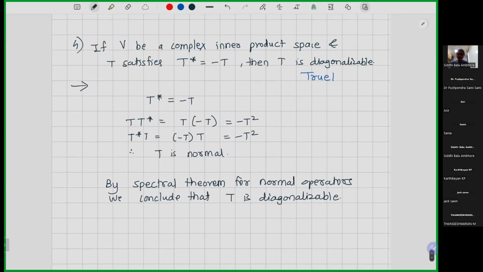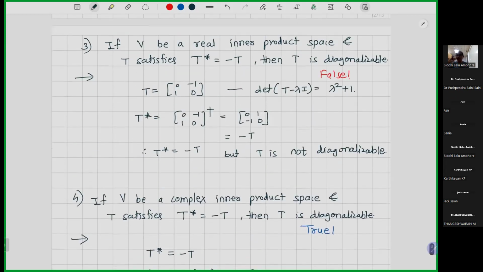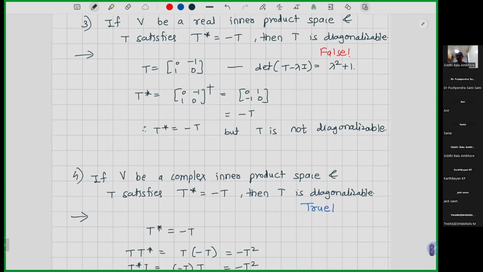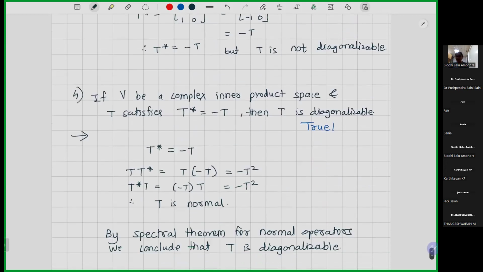And in here, our V is complex inner product space and T is normal. So by spectral theorem, we can conclude that T is diagonalizable. But yes, sir, your guess was correct and this statement is true. But normality does not guarantee T being diagonalizable in case of real inner product space. So that is one thing we can keep in our mind. Any doubts?